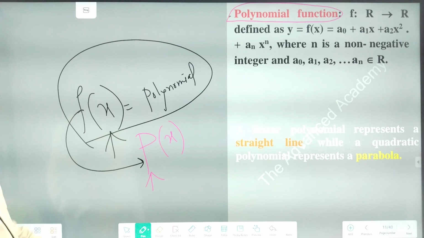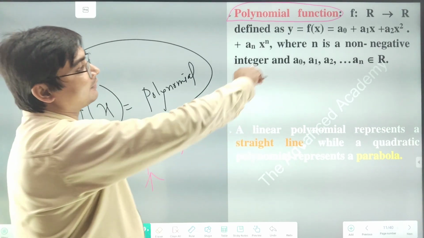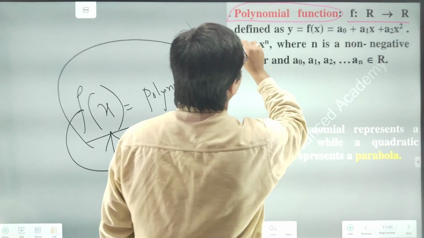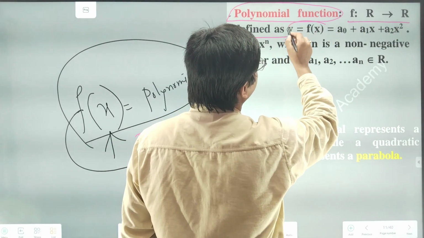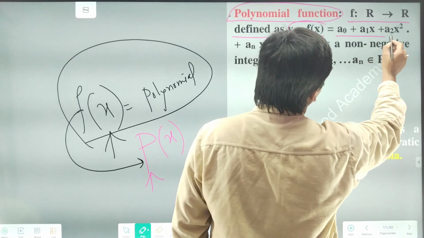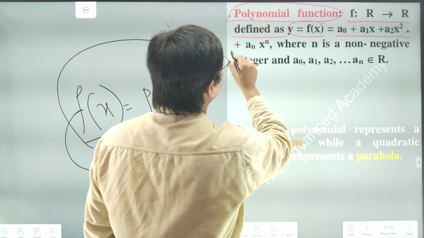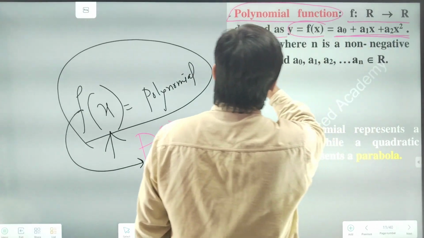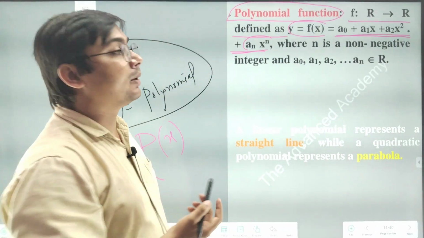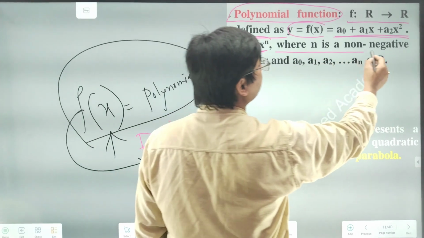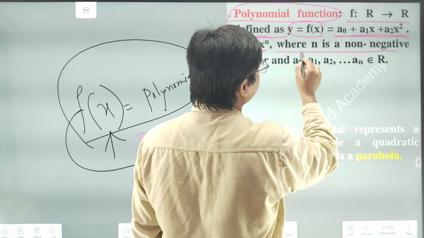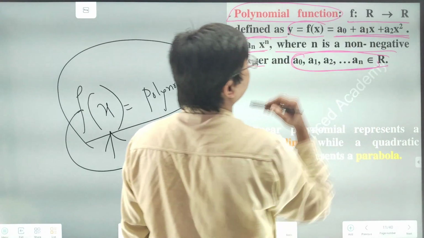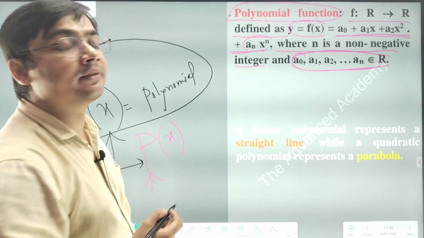Okay, don't worry. So now you see the definition. A function f from R to R defined as like this one: y = f(x) = a0 + a1x + a2x² + ... + an xⁿ. You see here, this is nothing, this is just a polynomial of x, where n is a non-negative integer and a0, a1, a2, ..., an are real numbers. This function is called polynomial function.